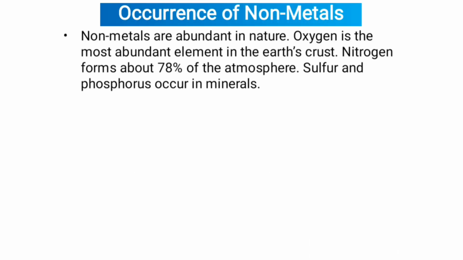Now, occurrence of non-metals. Many non-metals are abundant in nature. Oxygen is the most abundant element in the Earth's crust. Nitrogen forms about 78% of the atmosphere. Sulfur and phosphorus occur in minerals.